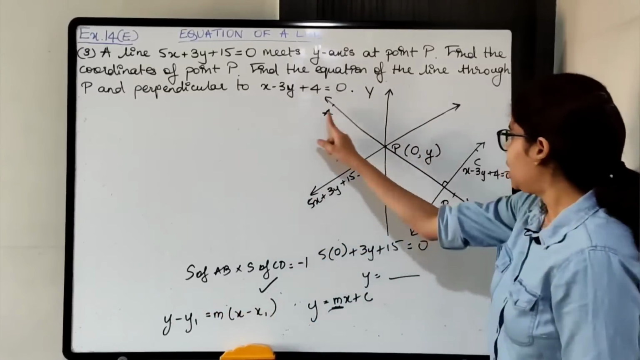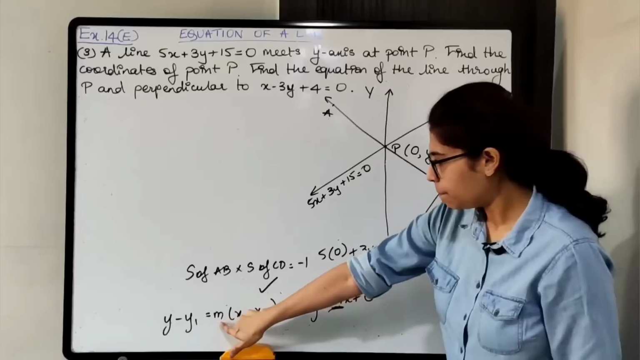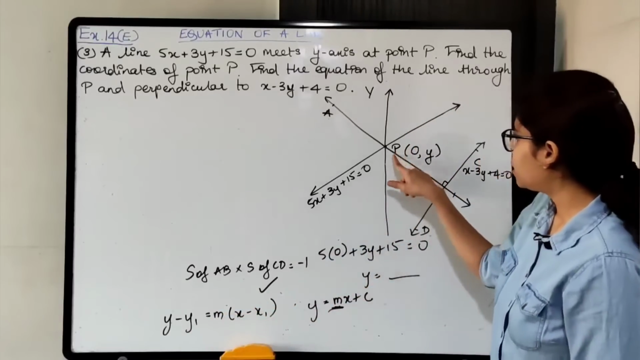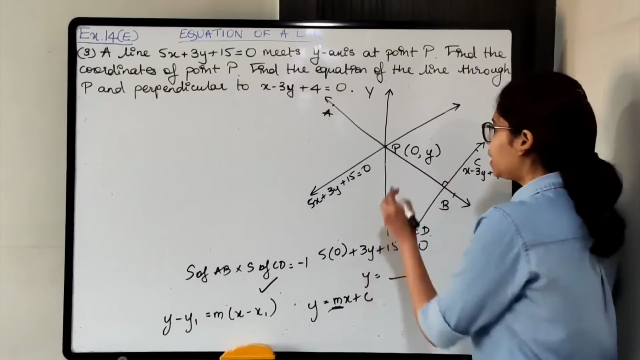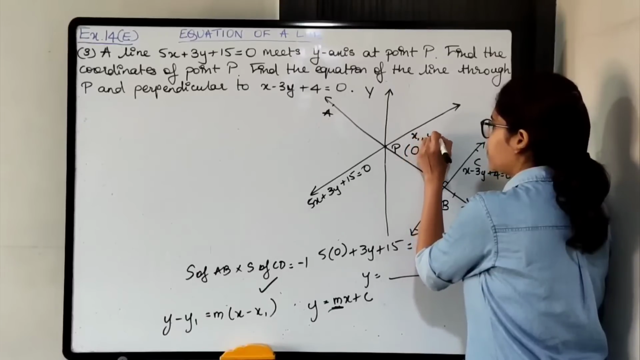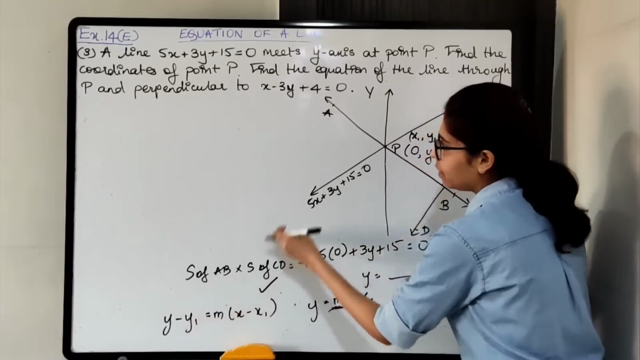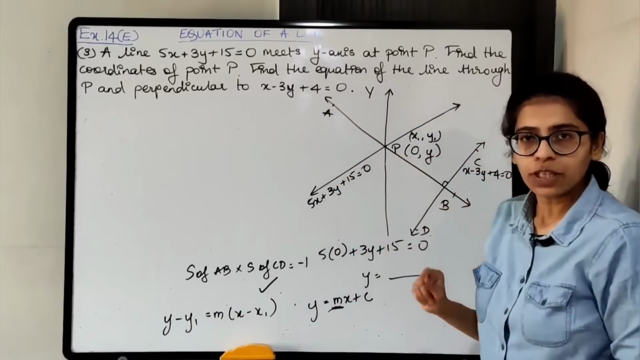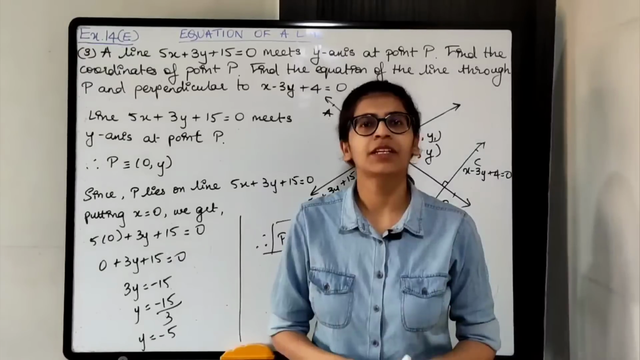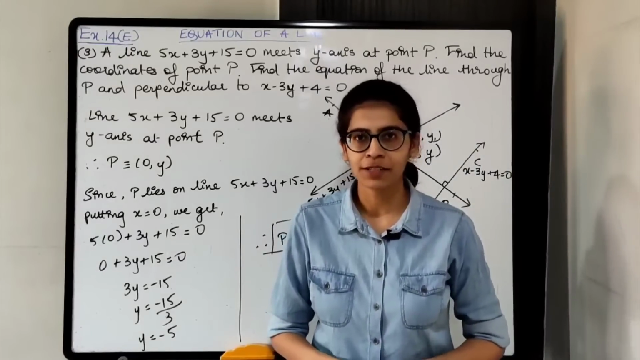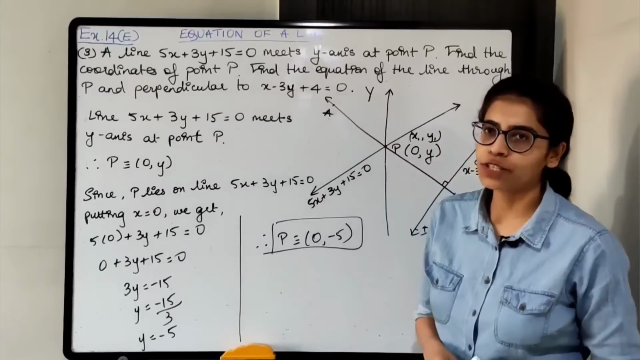Okay, I'll get the slope of AB, that is m. x1, y1 is nothing but the coordinates of P. P का coordinates will be x1, y1. I'll put the values and I'll get the equation of AB. Okay, so let us solve now. Draw the figure first. All right, after that we'll write down few statements.